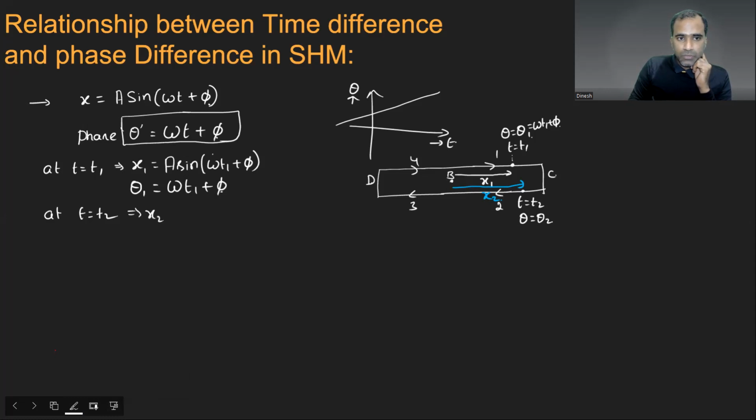So displacement x2 is A into sine of omega t2 plus phi. Displacement relation we know. At time t2, just substitute t2 in place of time to get the displacement at t2. We got the displacement. Let us talk about the phase at that time. What is the phase at that time? Only this part is what we call as phase at that time. Omega into t2 plus phi. Phase is omega into t2 plus phi. Is that okay? Now let's calculate the phase difference.